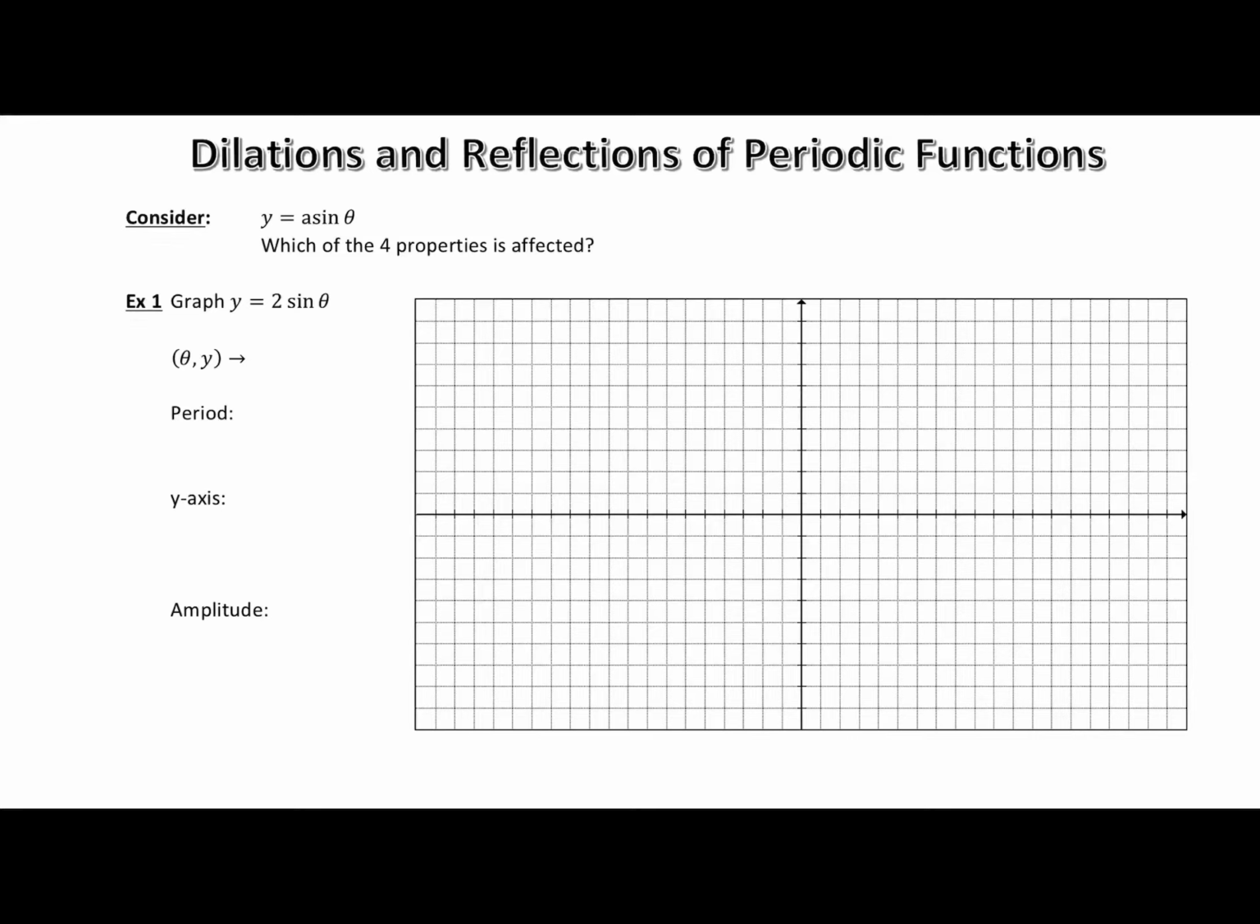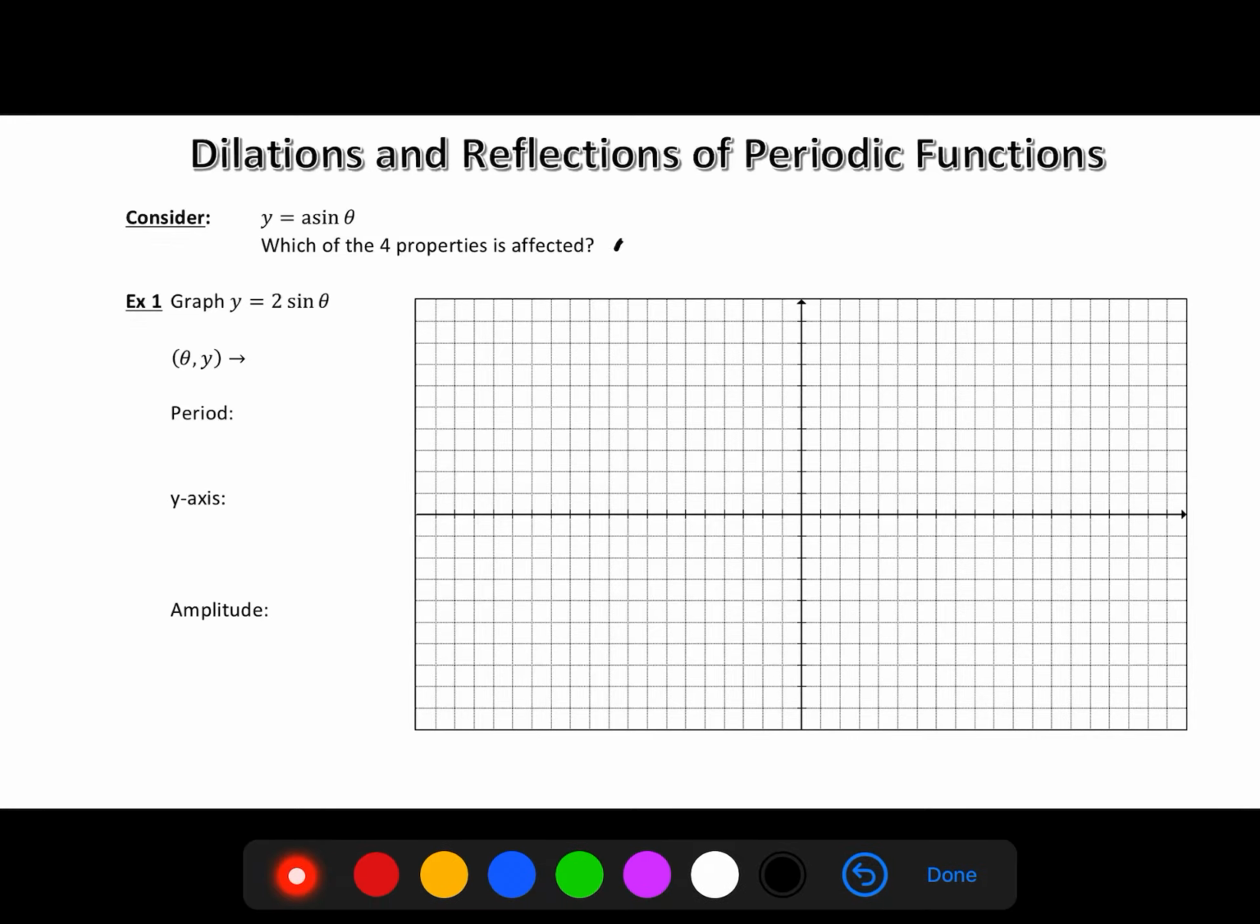So we're going to be talking about, first of all, that A value out front of sine theta. So y equals A sine theta. And the property that is affected by that is going to be our amplitude. So we are going to be changing our amplitude. Remember, for our base function of y equals sine theta or y equals cos theta, our amplitude is 1.